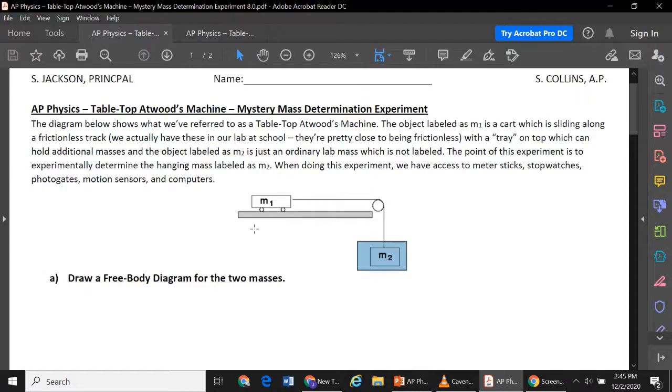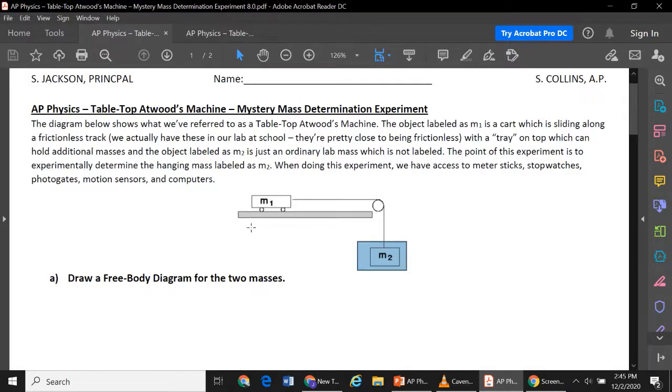Now, the obvious question here is, why am I asking you to do this? And the reason is pretty simple. The experiment is essentially defined by the equation. If you have an equation for a variable, designing the experiment is fairly straightforward, because you just have to measure the things that are in the equation. So let's talk about the free body diagram.